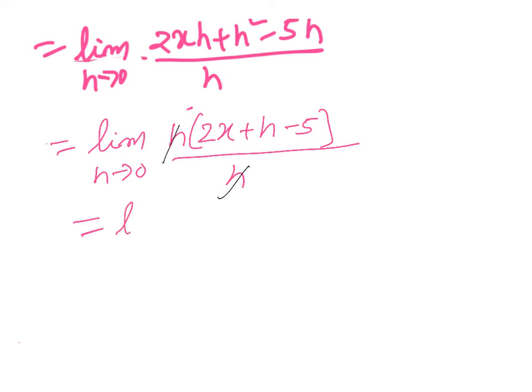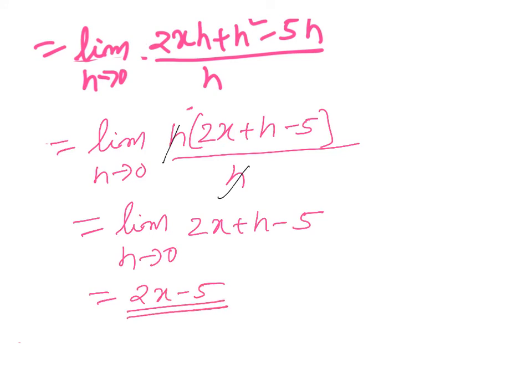Then limit h tends to 0 of 2x plus h minus 5. Now I apply the limit, then it will become 2x minus 5. Now only in the last step I will remove this limit, and therefore now it will become f prime of x. This is how I get the first principle.